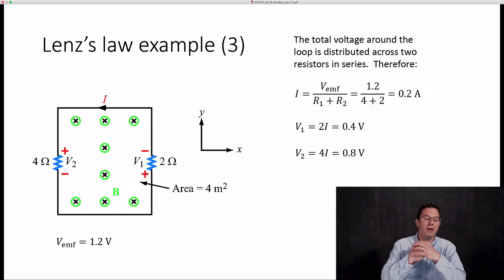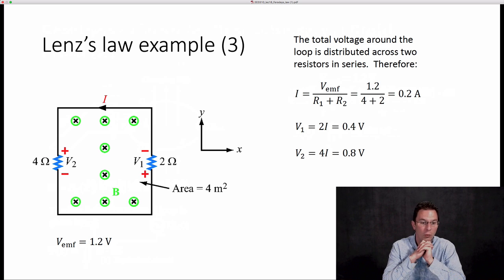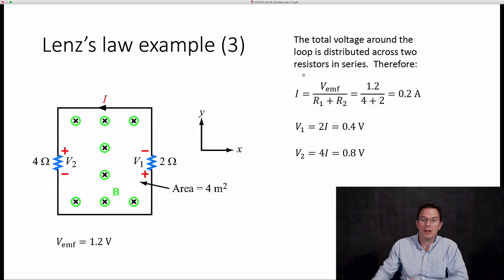That's the total voltage induced all the way around the loop, all right? However, that total voltage of 1.2 volts is distributed across a 4 ohm resistor in series with a 2 ohm resistor, okay? So we know the total current then, the total current is going to be the induced EMF divided by the sum of the resistances because they're in series, okay?